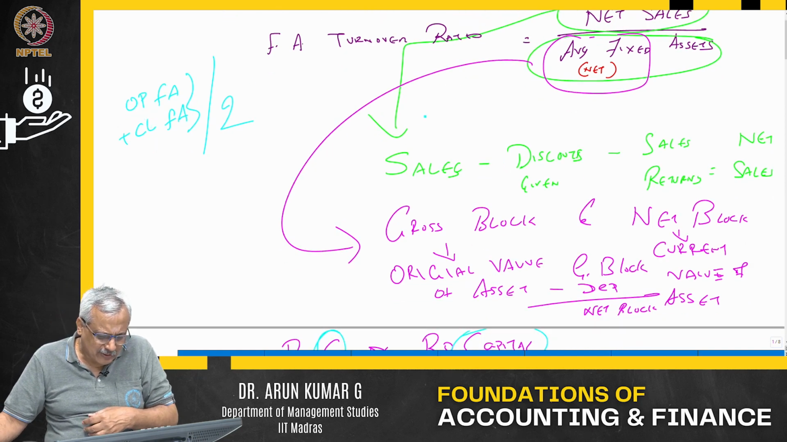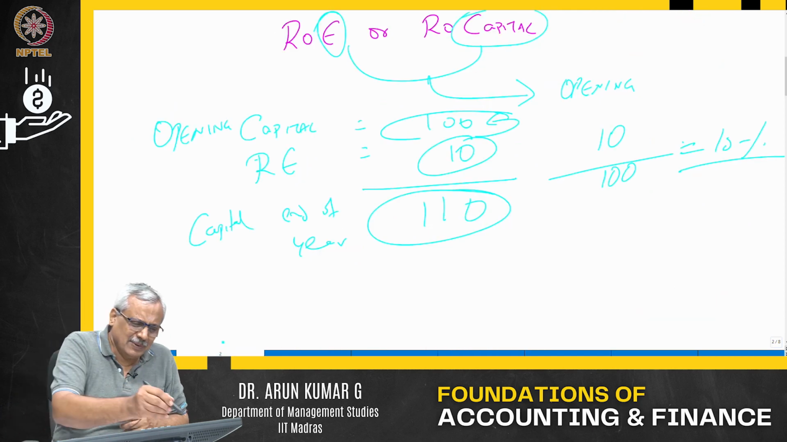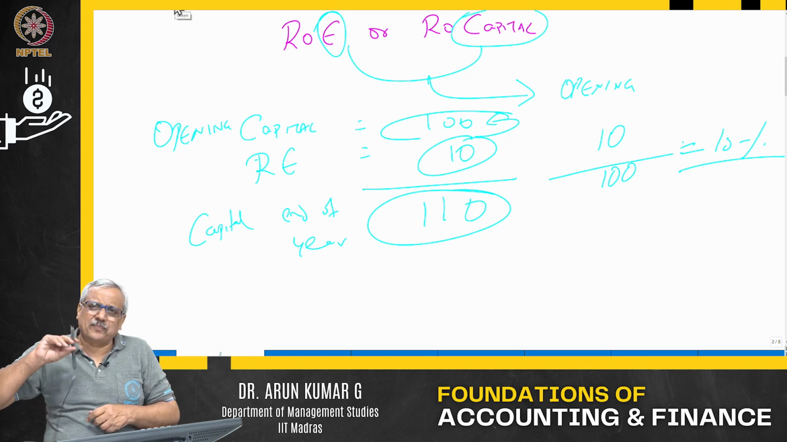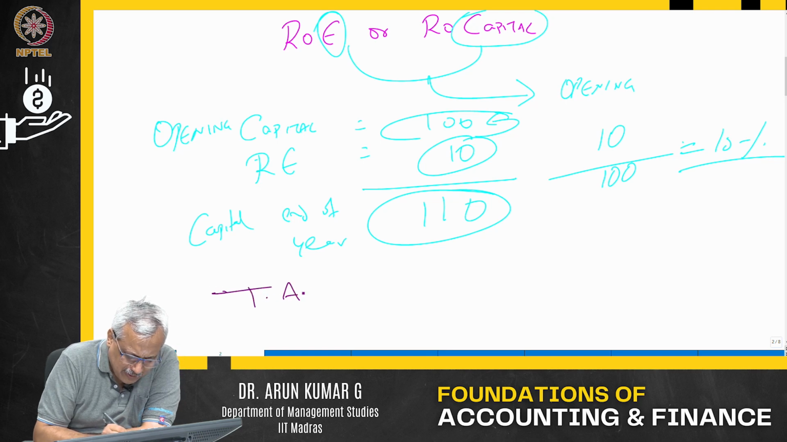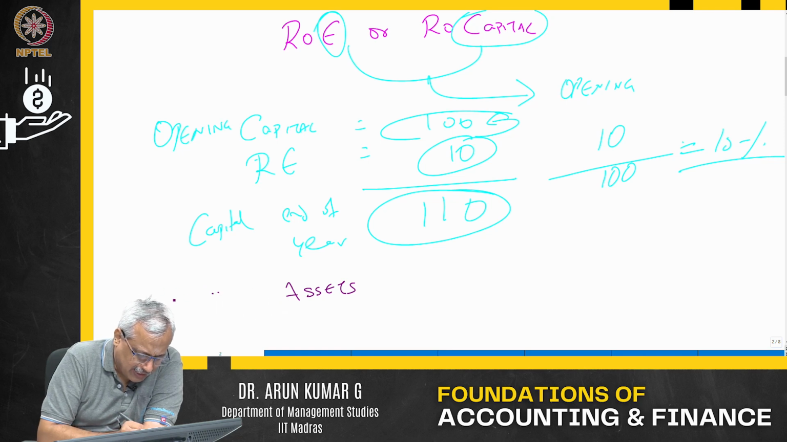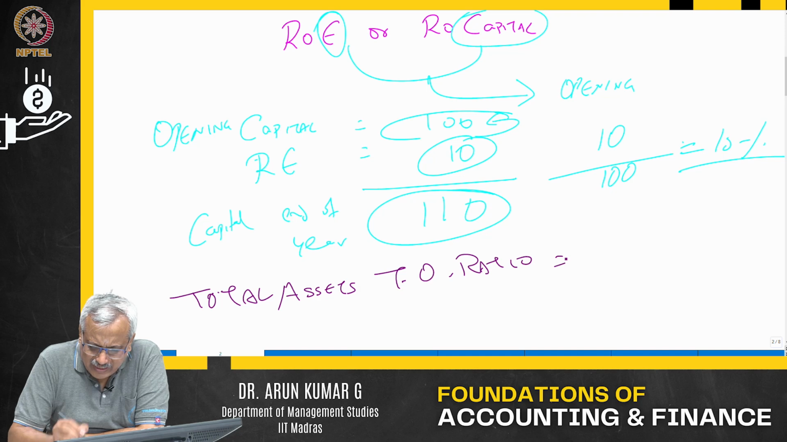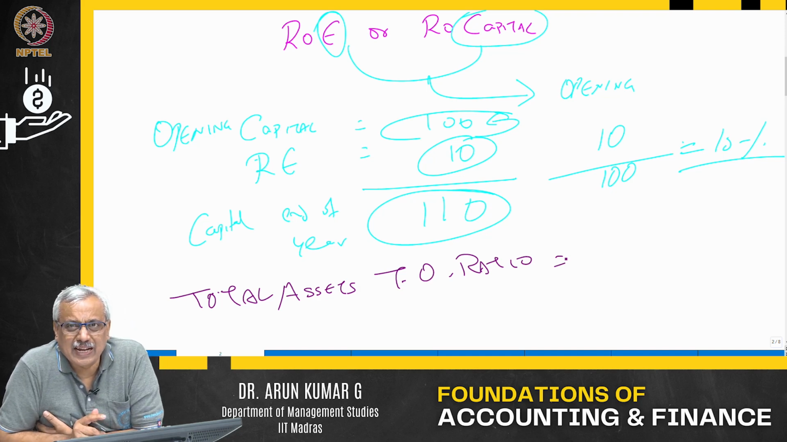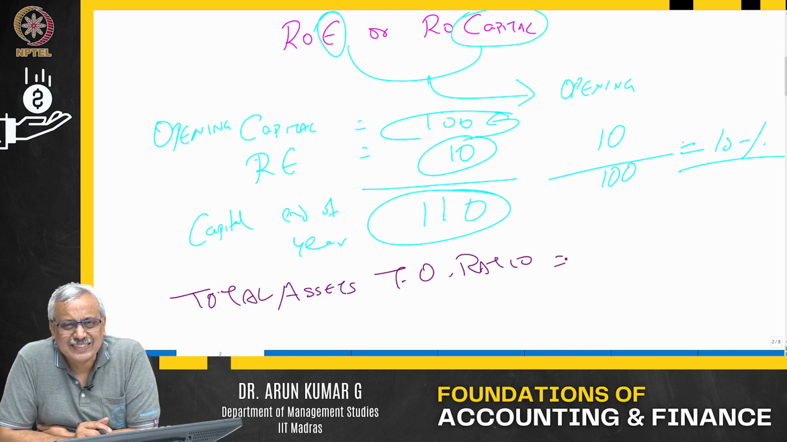Next, let me go to the next thing. We looked at the current assets. I want to look at my total assets. Let me write that, spell it out: total assets turnover ratio. Because I know that fixed assets constitute a substantial portion, but there are other assets also on which I am investing money.